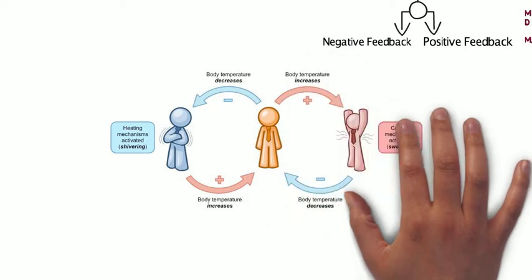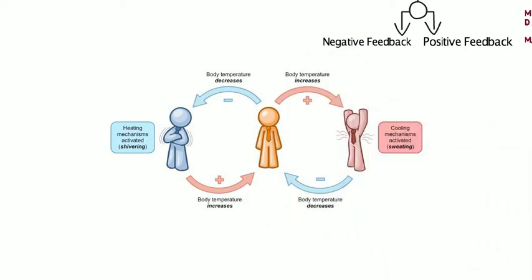Negative feedback, here's our example. Somebody with a normal body temperature walks outside on a cold winter day, on a snow day or something, and their body temperature will start to decrease rapidly. This will cause heating mechanisms to be activated, which is just a fancy way of saying they start to shiver. Shivering is a way of using mechanical energy to produce heat. This will then heat us up. The body temperature will increase and return to a normal value.